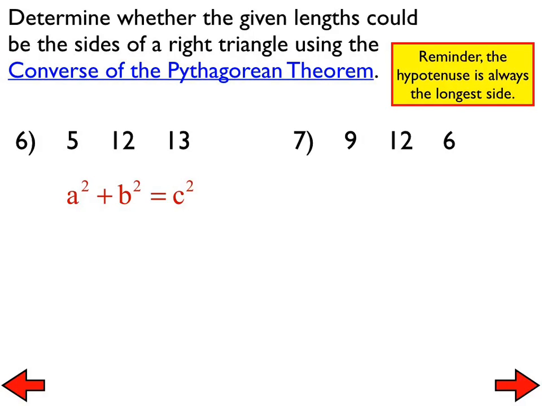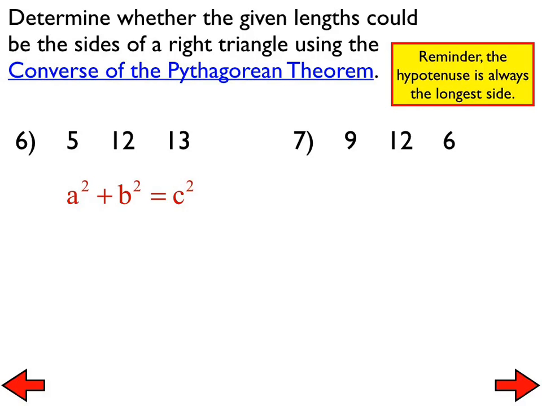So basically what you're trying to figure out is, can those three sides make a right triangle? You use the Pythagorean theorem to test it and figure it out. If it makes a true statement, it's a right triangle. If it does not make a true statement, it's not a right triangle. It still might be a triangle, but just not a right triangle.